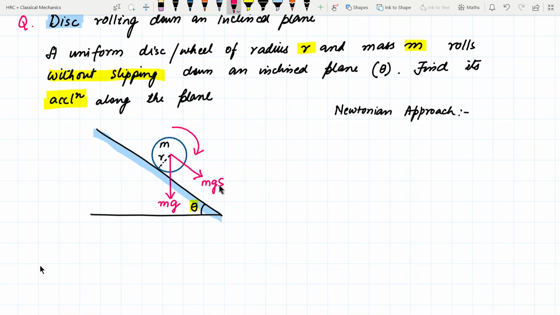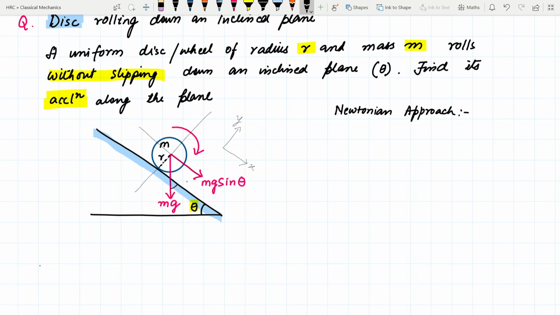It is mg sin theta. If you look here, let's suppose this is the y-axis and this is the x-axis. The x-axis is the direction parallel to the inclined plane, the y-axis is the direction perpendicular to the inclined plane, and theta is this angle. If this is theta, then this is 90 minus theta, right?